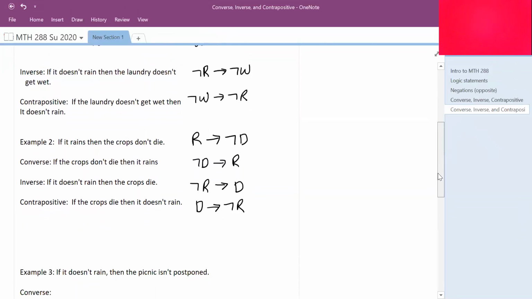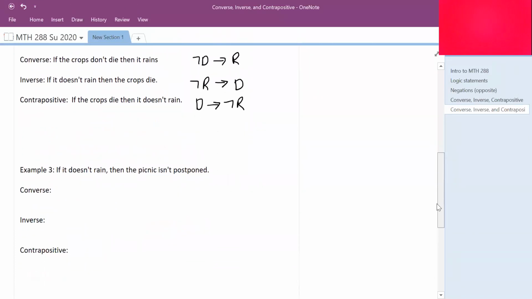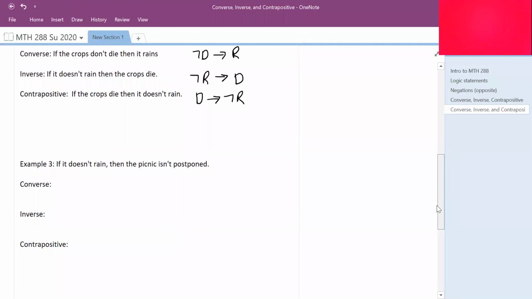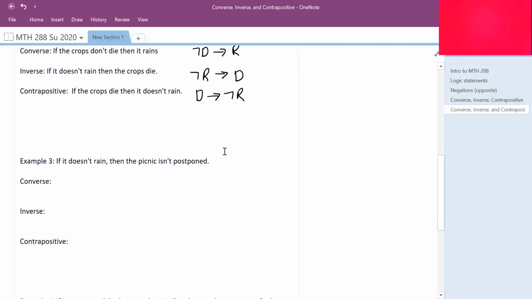All right. Let's look at one with two negatives. Two statements put together with the if-then. So here I'm saying if it doesn't rain, then the picnic isn't postponed.